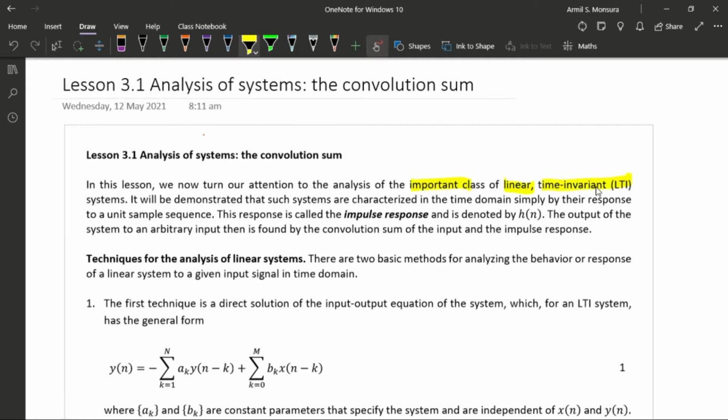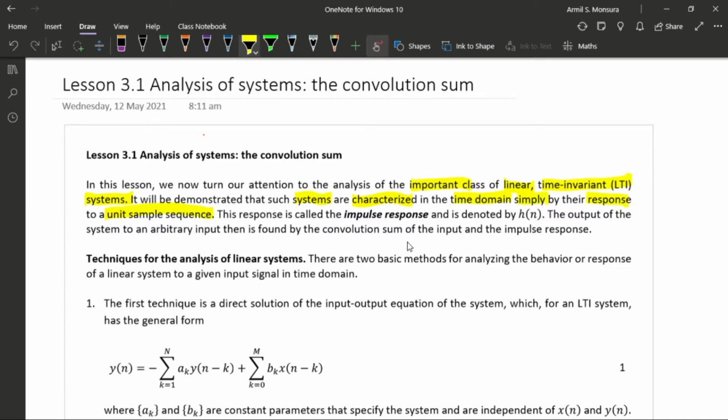linear time invariant systems. In the previous discussions, we have already classified or characterized discrete time systems. One such important class of those linear discrete time systems are those we consider that are both linear and time invariant. Such LTI systems are characterized in the time domain, or described in the time domain, simply by their response to a unit sample sequence.